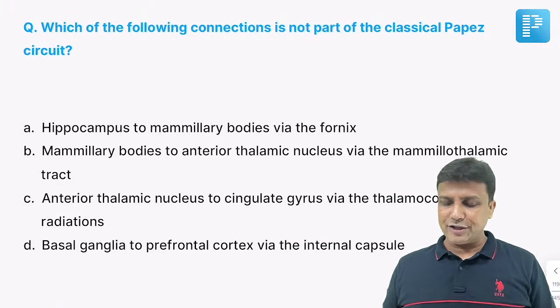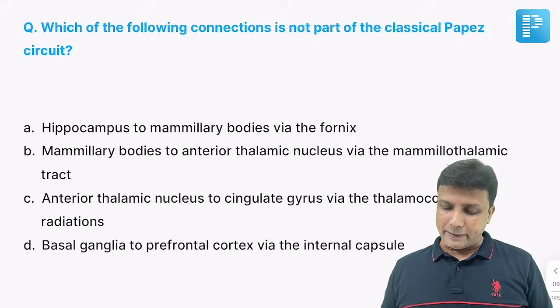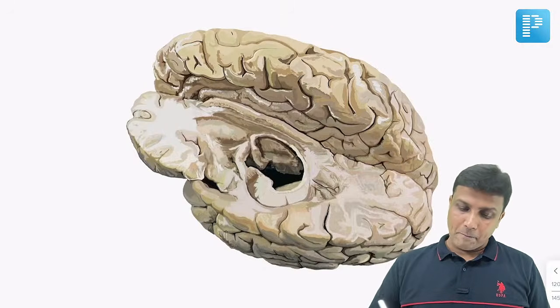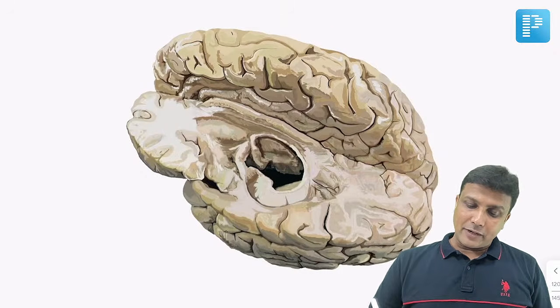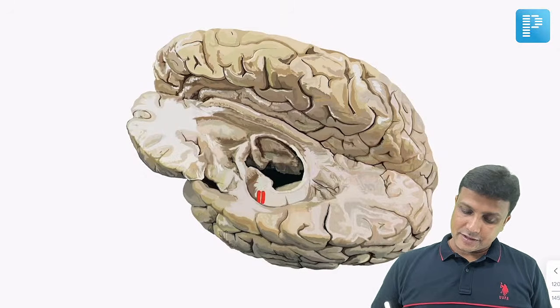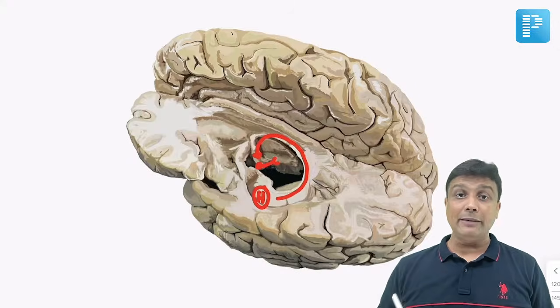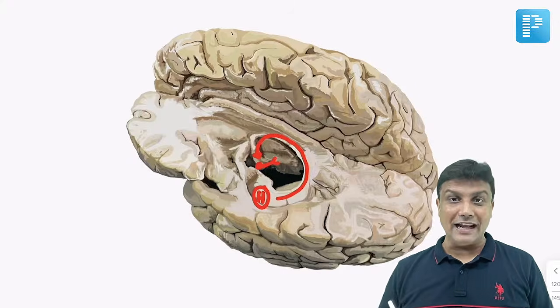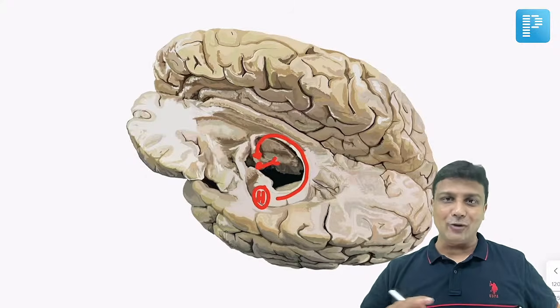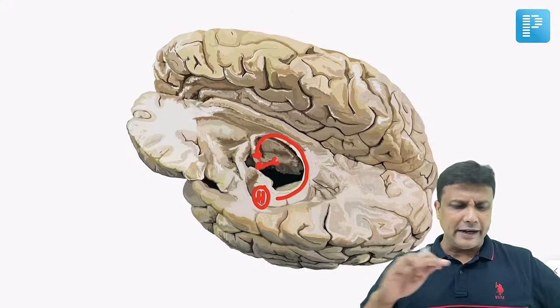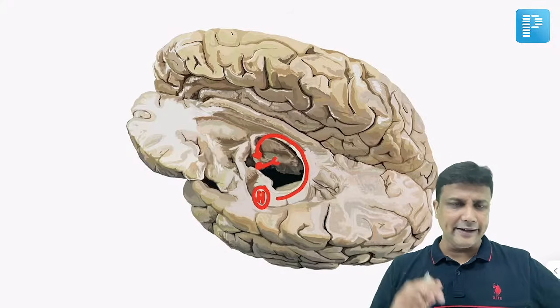Which of the following connection is not a part of the classical Papez circuit? I hope you remember the Papez circuit. From the hippocampus here, there will be fornix. From the fornix, it will be taking the information to the mammillary body here. From the mammillary body, it will be going to the anterior nucleus of thalamus via mammillothalamic tract. Okay, and from there it will be going to the cingulate gyrus. That entire thing will be the Papez circuit. We have learned in detail about that one.